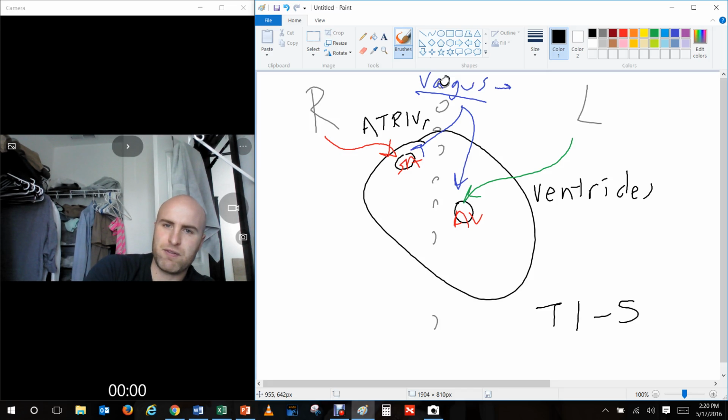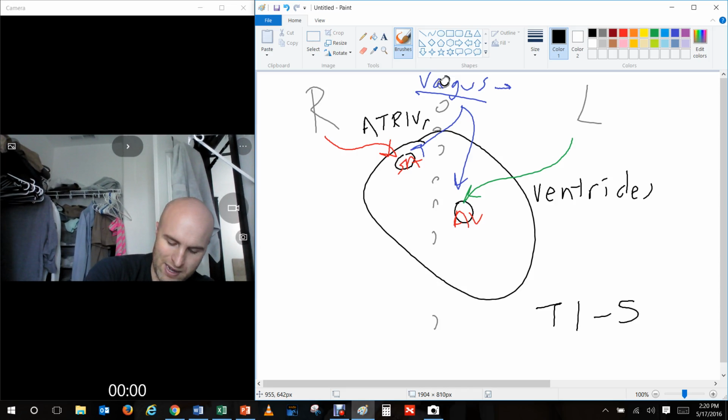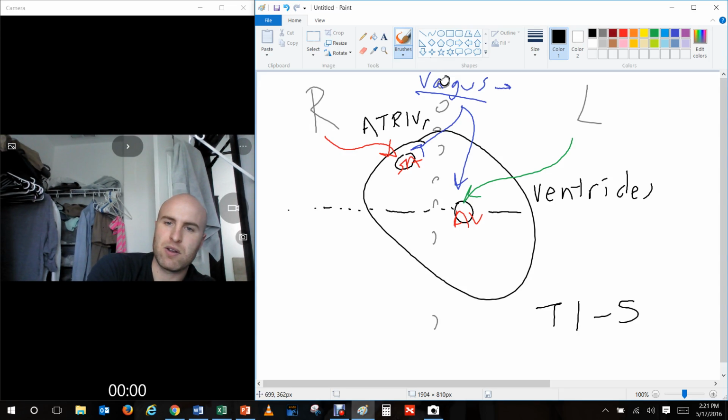So if you get a certain pattern, you can actually lump it based on this information that I've given you so far. If it's coming on the right, we're thinking supraventricular. Down here are the ventricles. Supra means above, and up here is the atrium. So above the ventricles, the atrium, so supraventricular.